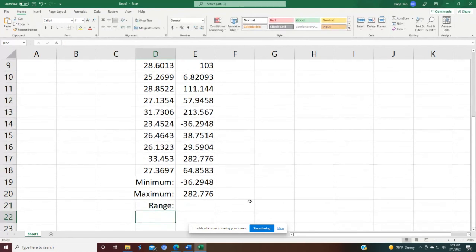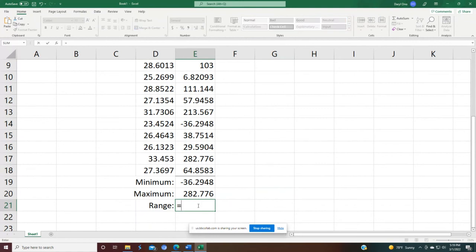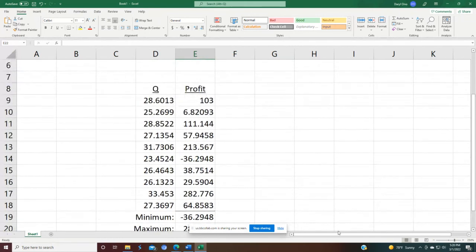We have range. That's going to be equal to the maximum minus the minimum. So it's minus a negative number. So what's the range of profits we can get? 282 minus 36. Our profits have a total range of 319. Okay, let's see. So what do we got to do next?